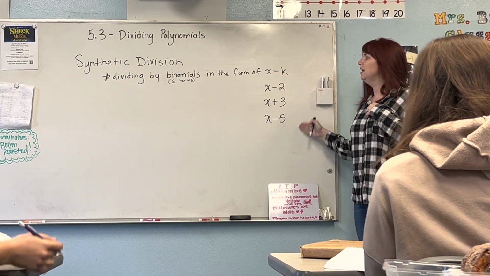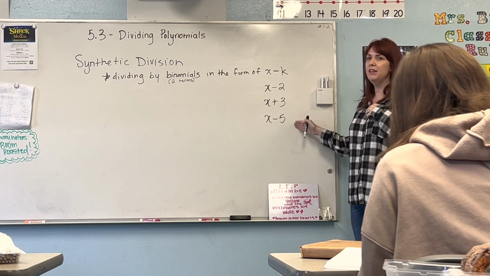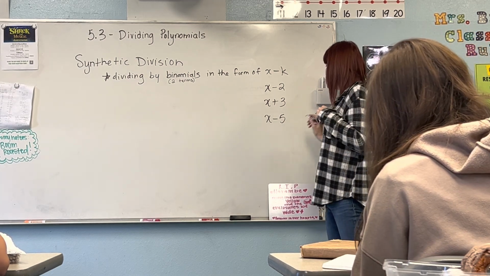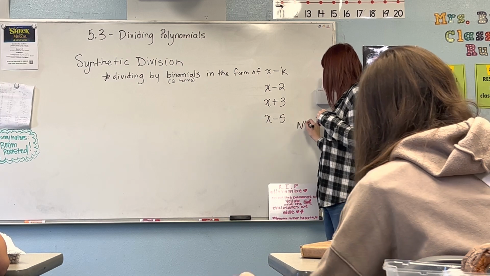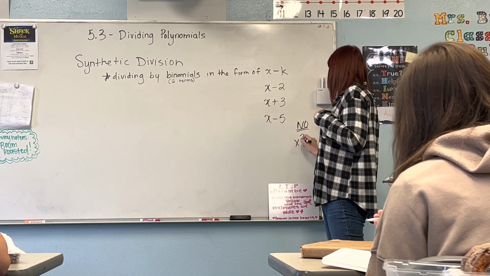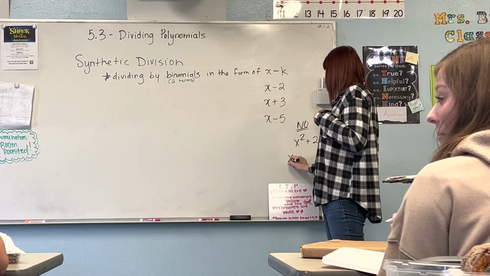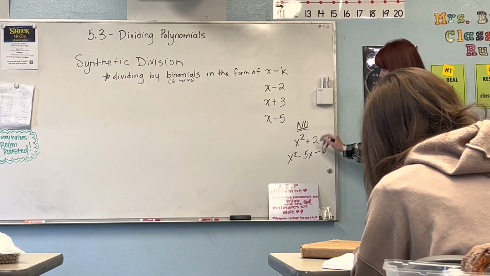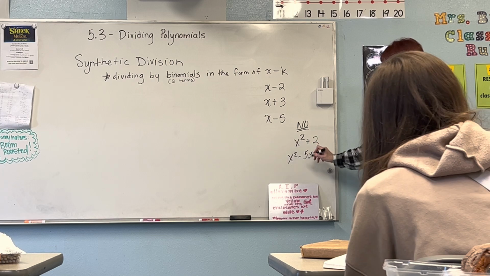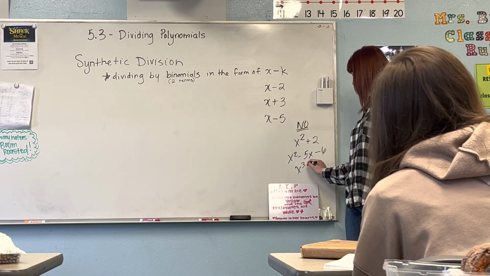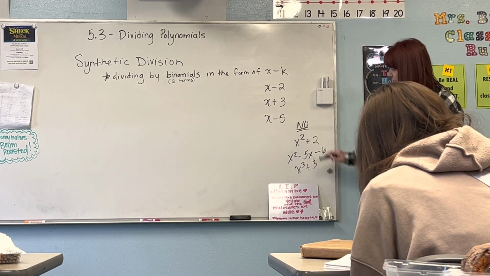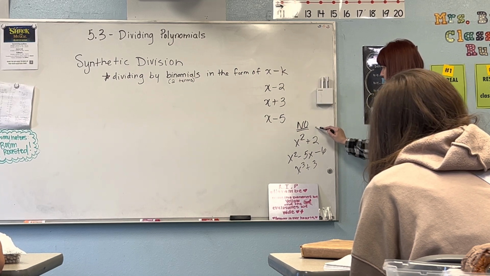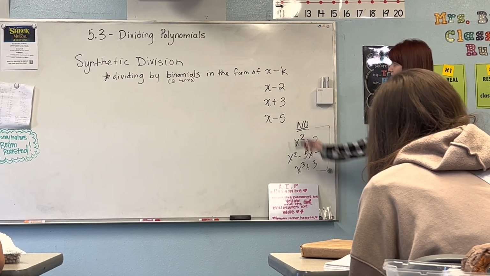If you're dividing by something like this, the divisor has to be this. You cannot have, if you had x squared plus 2, x squared minus 5x minus 6 or something, it can't be x to the third plus 3. You can't use synthetic division if you're dividing by any of these things. It has to look like all of this.